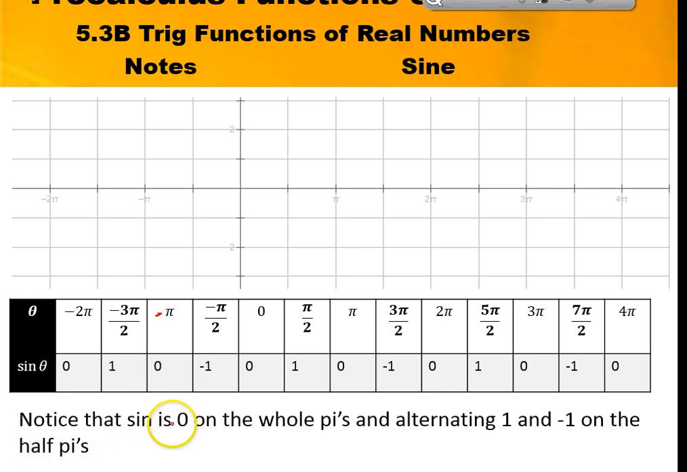Okay, so now I'm going to say next. And I want you to notice that sine was 0 on the whole pi. So right, here's a whole pi, here's a whole pi, and here's a whole pi, and here's a whole pi, and here's a whole pi. So it's 0 on the whole pi's, and it's alternating 1 and negative 1 on the over 2's, right? So here's the over 2's, or the half pi's, right?